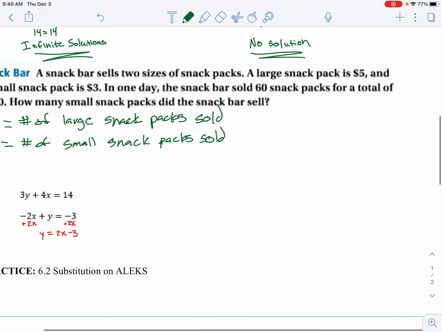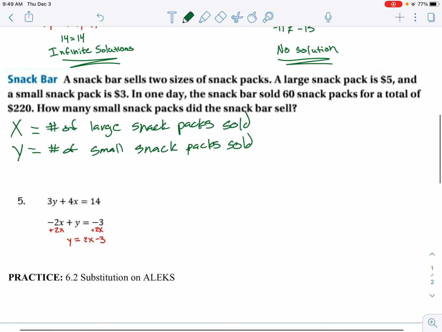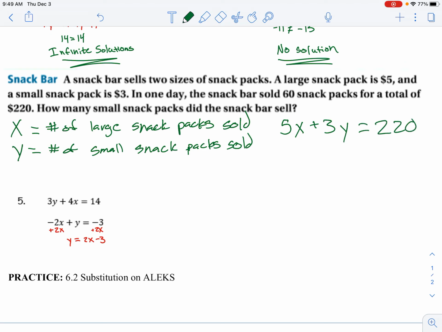Okay, now we got to make 2 equations. So a large snack pack is $5, a small one is $3. How I would do that, I would say, well, if I'm at the checkout line, they're going to say, okay, so it's $5 for each large snack pack, so your number of large snack packs is that, plus $3 for every small one you bought, and our total was $220.